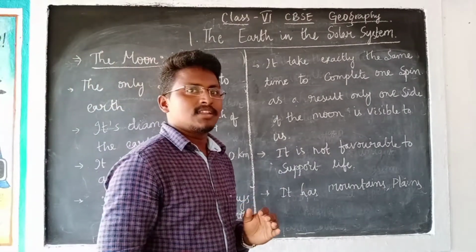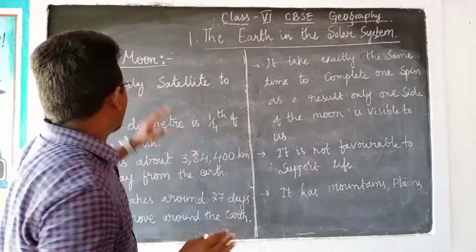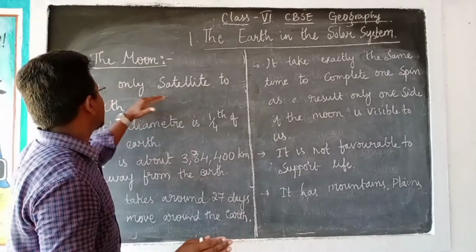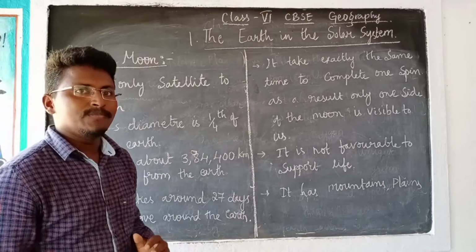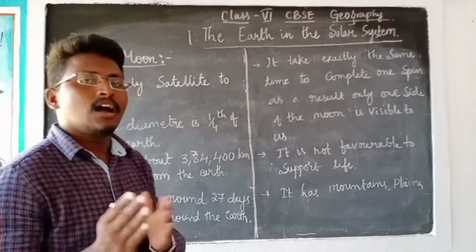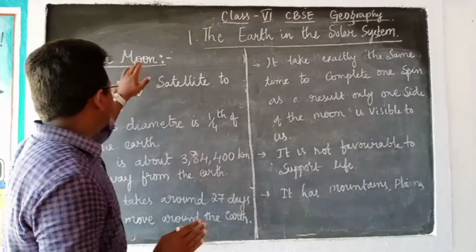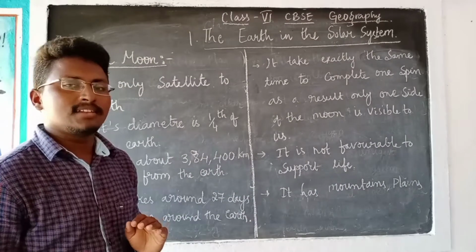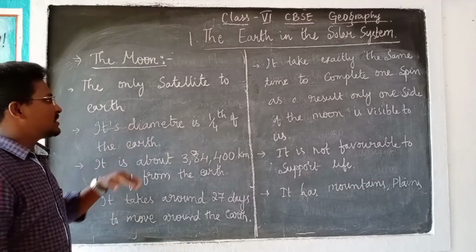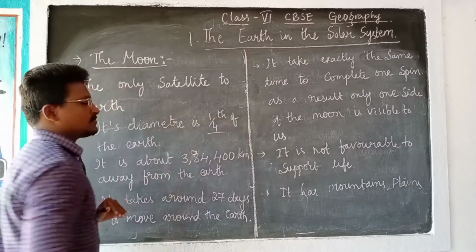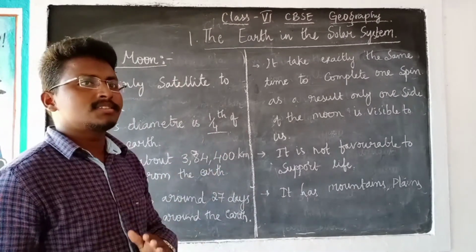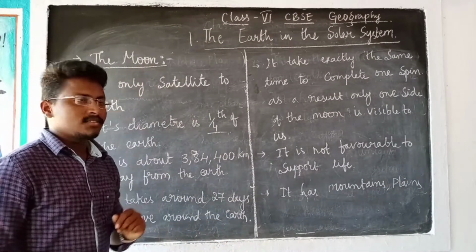Now you may ask, sir, many scientists are sending satellites. Is even the moon sent by humans? No. The only natural satellite of our earth is the moon. All remaining satellites are sent by humans. We call them artificial satellites. But the moon is a natural satellite. The next thing is that the diameter of the moon is almost one fourth of the earth. That means one fourth of the earth's size is the diameter of the moon.